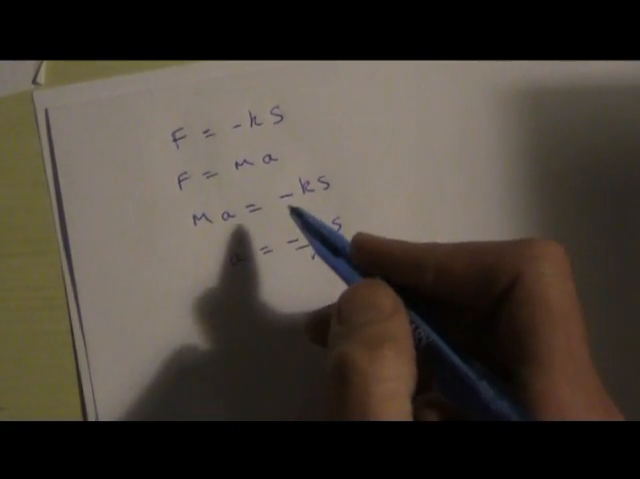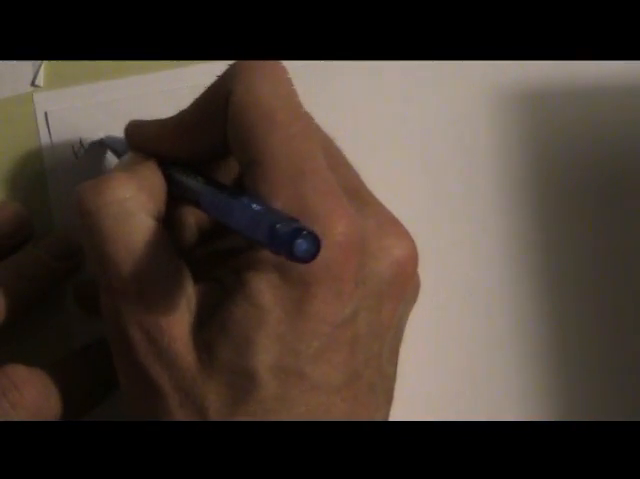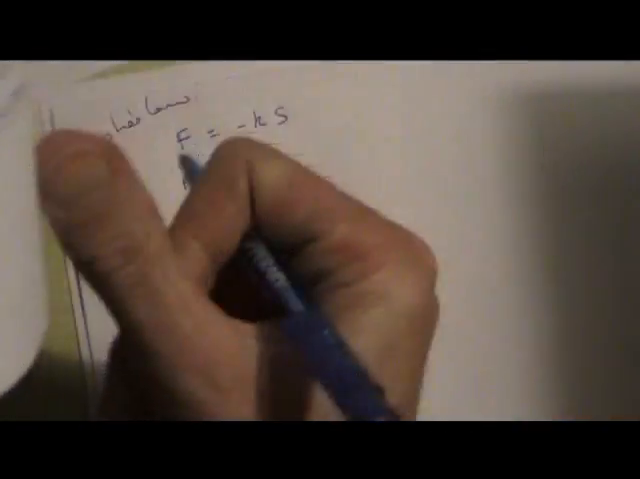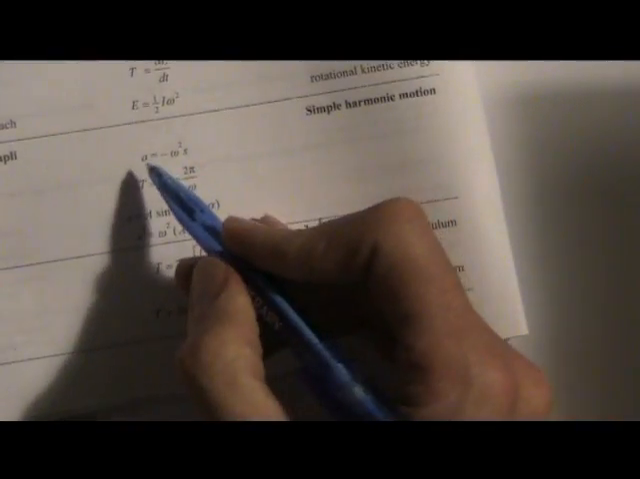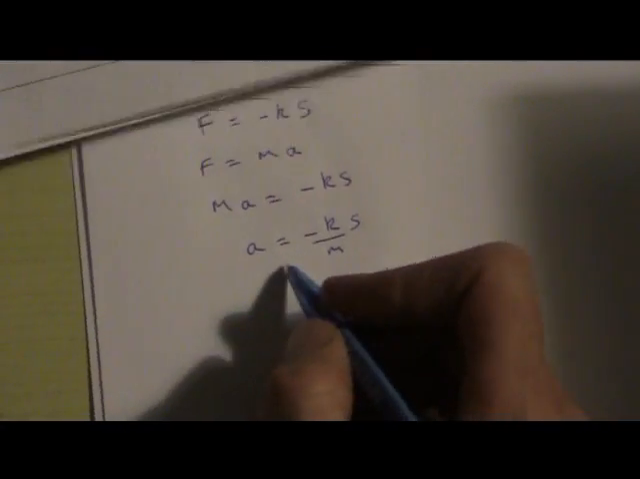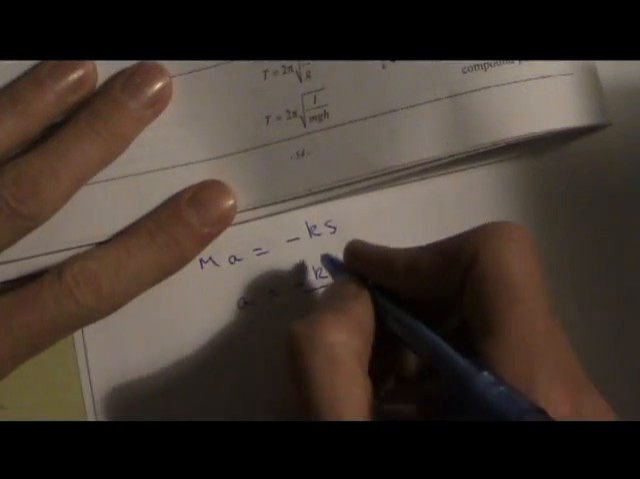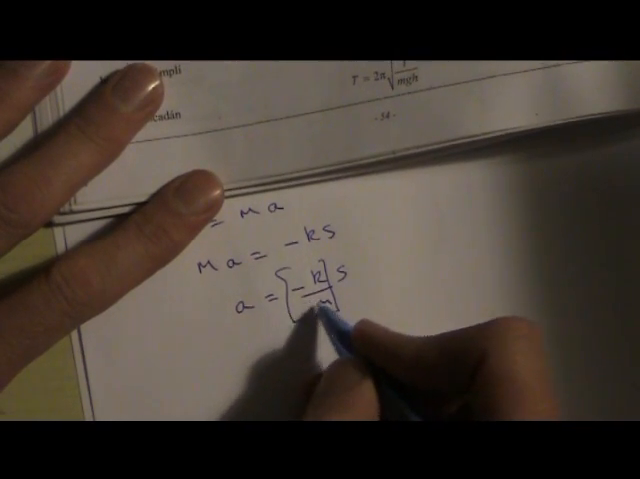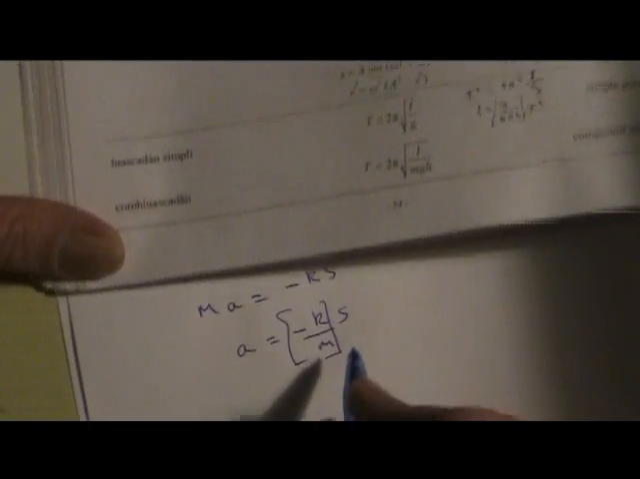Now we're trying to show that something that obeys Hooke's law also exhibits or executes simple harmonic motion. Well, what's simple harmonic motion? We have an expression for anything exhibiting simple harmonic motion, and here it is. The acceleration is equal to minus omega squared s. And look what we have here. If I group this together like this, a is equal to minus this expression times s. So I effectively have the same equation.